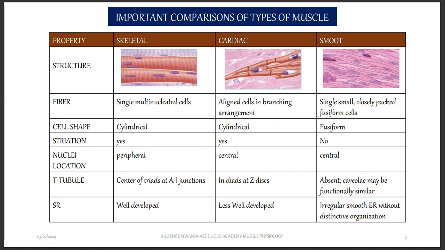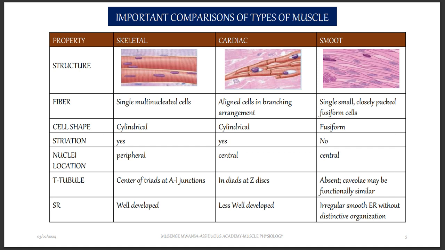T-tubules, skeletal muscles, they are going to be there, and they are going to be part of what is called a triad. They are going to be found on the junction where you have got the A band and I band. While in cardiac muscles, the T-tubules are also going to be there, but they are going to be in what is known as a dyad. There is no triad. While smooth muscles do not have T-tubules, instead they have got caveolae. These are just depressions in smooth muscles.